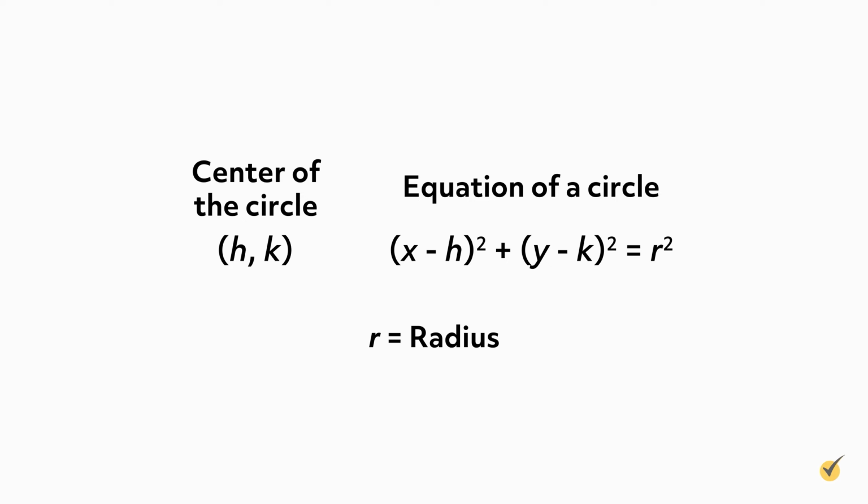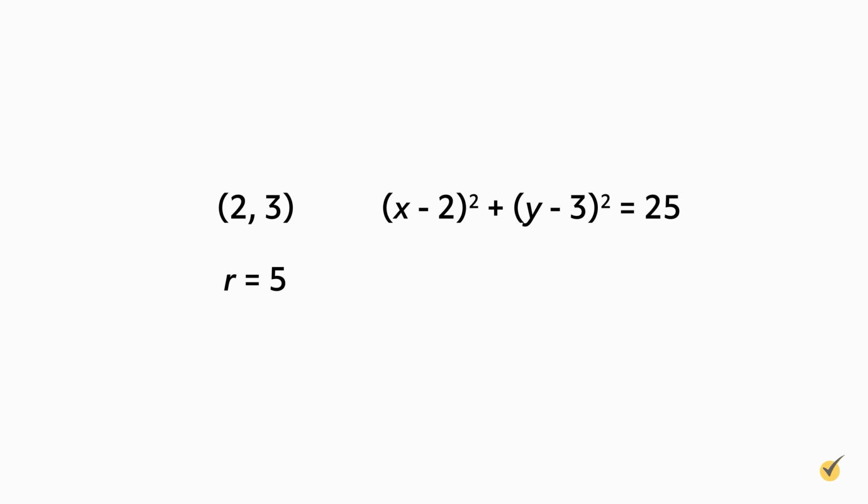So if we have a circle with a center at the point (2, 3) and a radius of 5, our equation would look like this. (x - 2) squared plus (y - 3) squared equals 25. We simply plug in the values for h and k and then square the radius for the right side of the equation. Be careful when h and k are negative though.